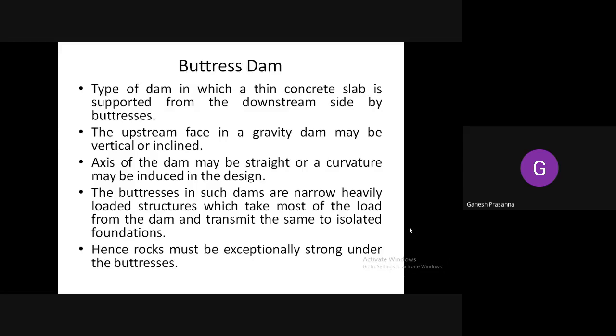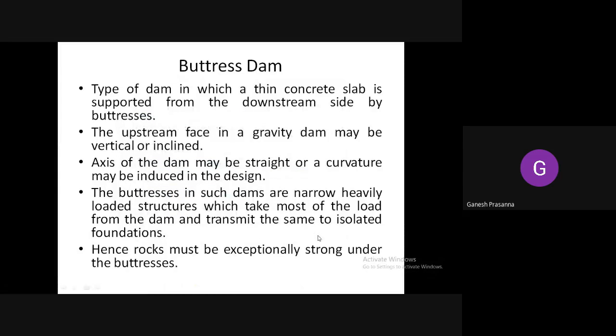Even this buttress dam is made in such a way that a small amount of spikes is given at the bottom, so that extra grip is given for the dam's safety, so that the dam will not fail. An extra concrete or thin concrete slab is supported on the downstream side by buttresses. Buttresses means some amount of spike material is employed into the ground, so that the spikes hold the ground very tightly and the dam will not fail.